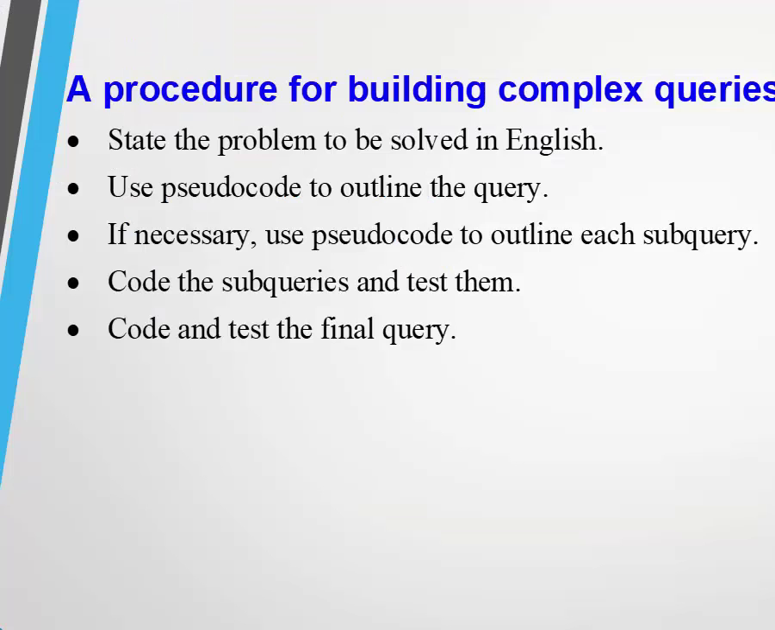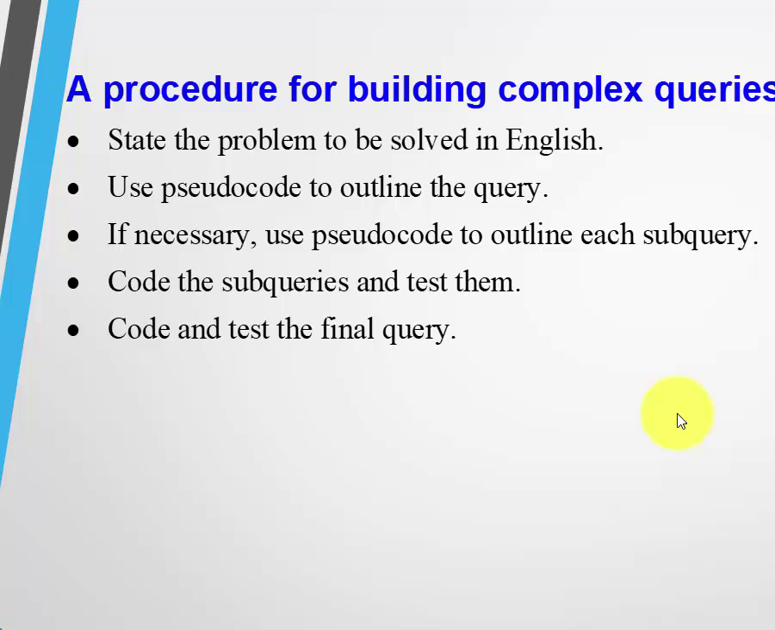So the book lays out a really nice procedure for building your complex queries. 1, state the problem to be solved in English and state it in detailed fashion. For those of you that are taking or have taken a programming class, write your algorithm for it. You can use pseudocode or English to outline the query. Then go through and code each subquery. Once you have each subquery working and you've tested them, then start building those together into your overall query.